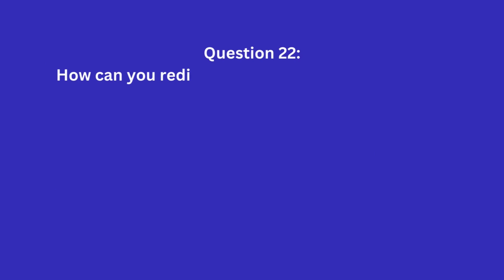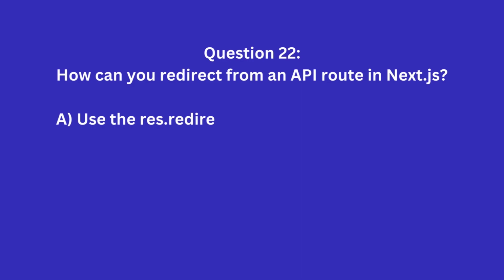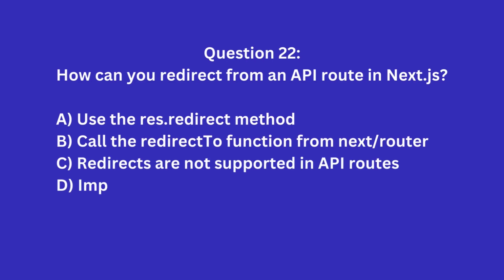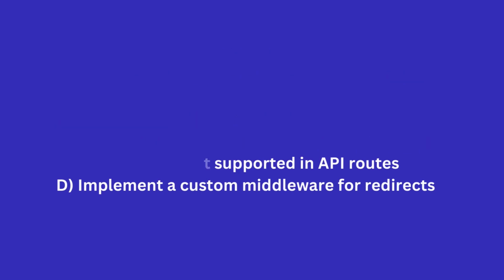Question 22. How can you redirect from an API route in Next.js? A. Use the res.redirect method. B. Call the redirect to function from next/router. C. Redirects are not supported in API routes. D. Implement a custom middleware for redirects.